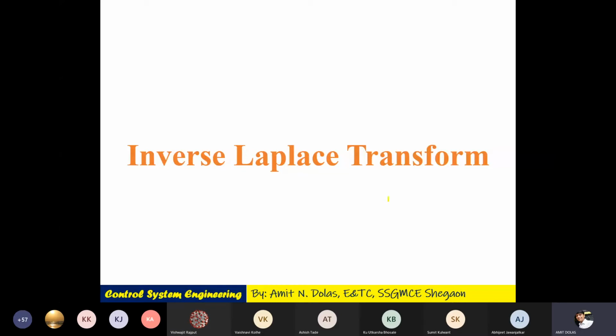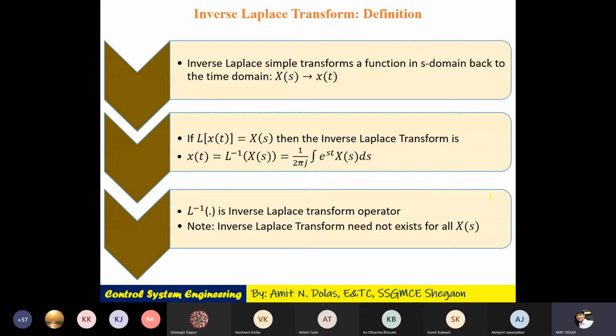You may have learned these concepts or properties in mathematics, so instead of skipping them, we'll go somewhat faster through this topic. The inverse Laplace transform is used to convert the S domain to the time domain again. So what is the inverse Laplace transform? Simply, it transforms a function in the S domain back to the time domain.